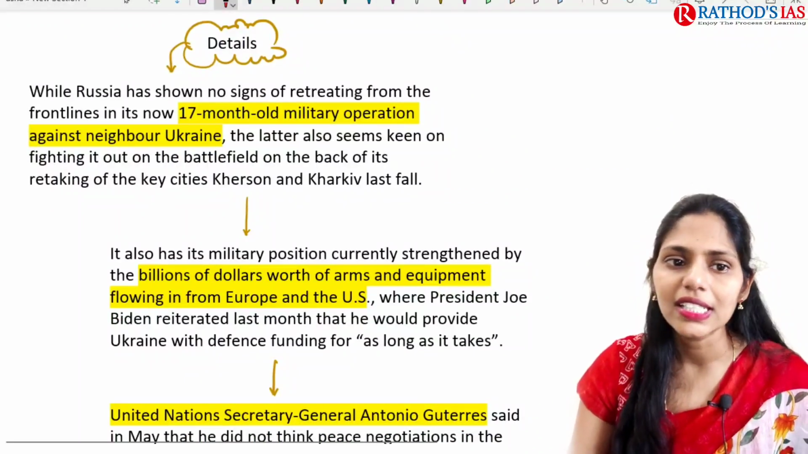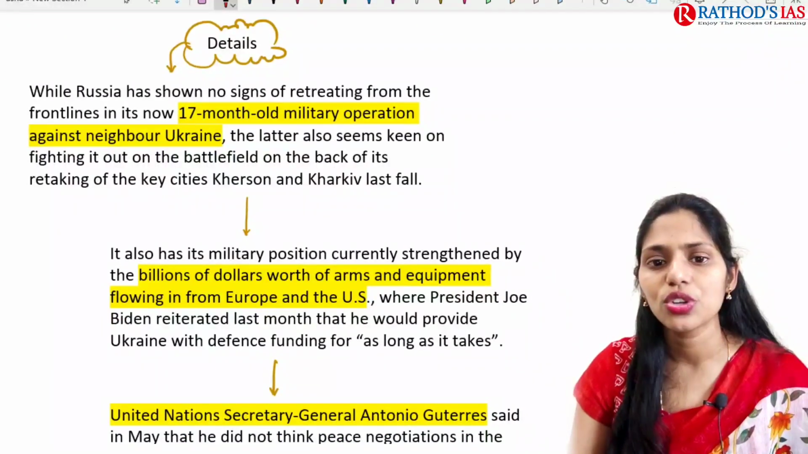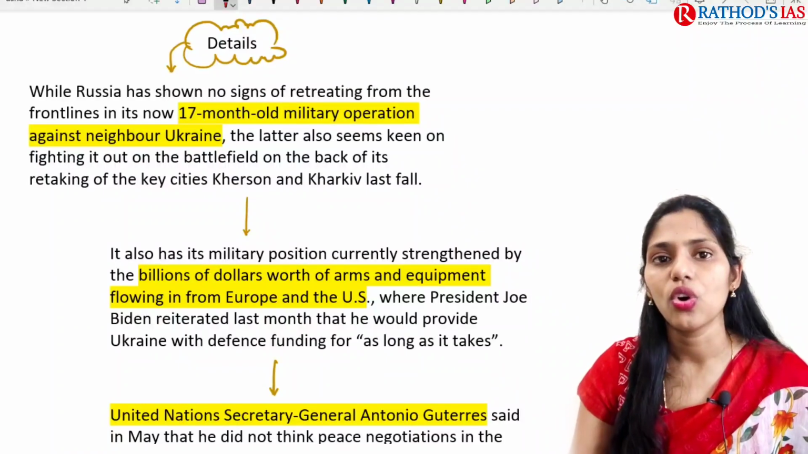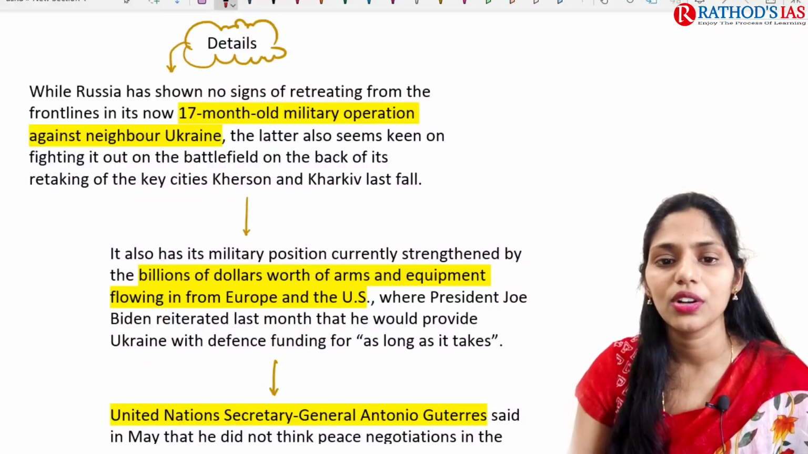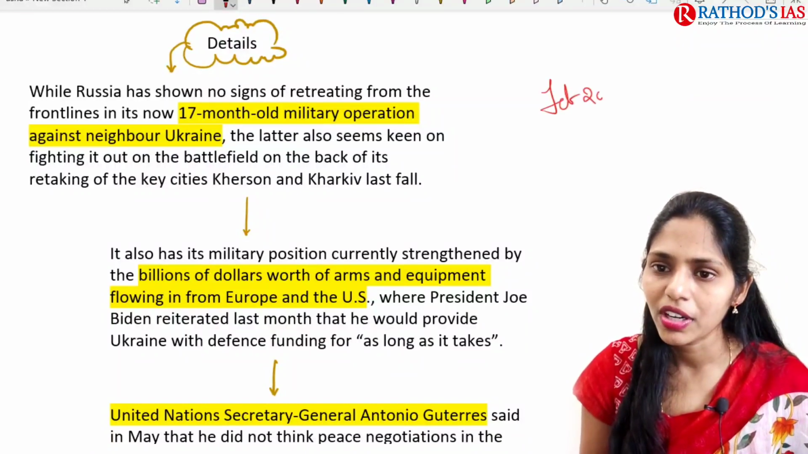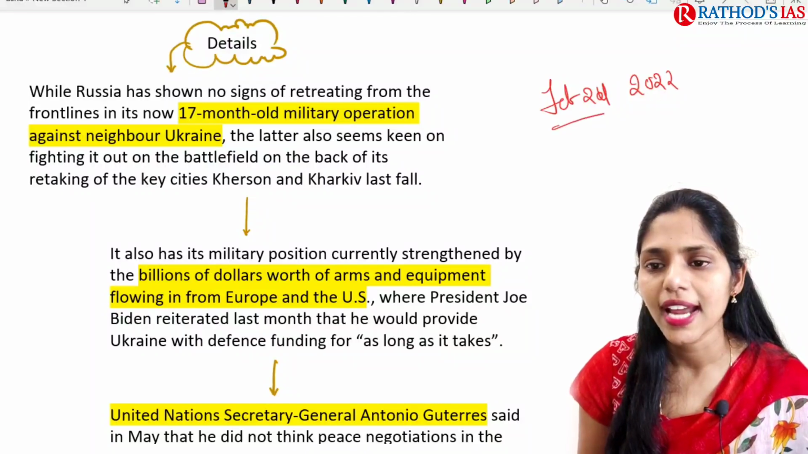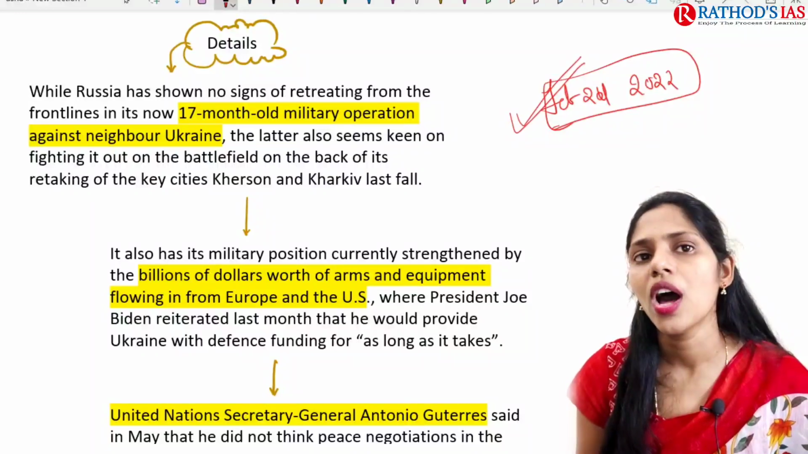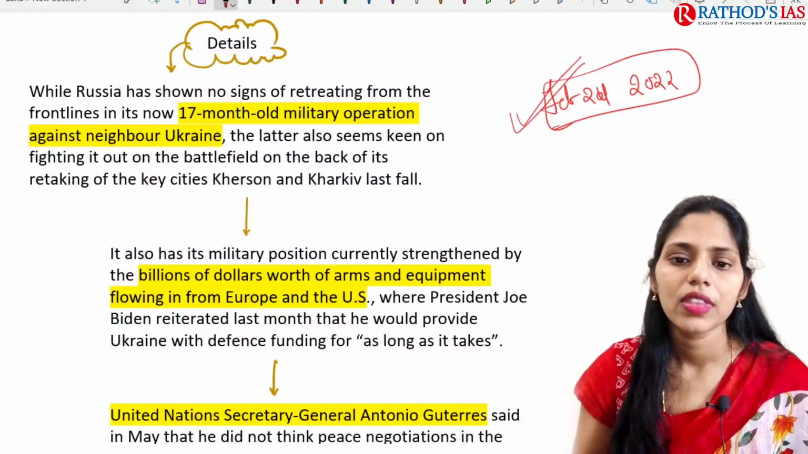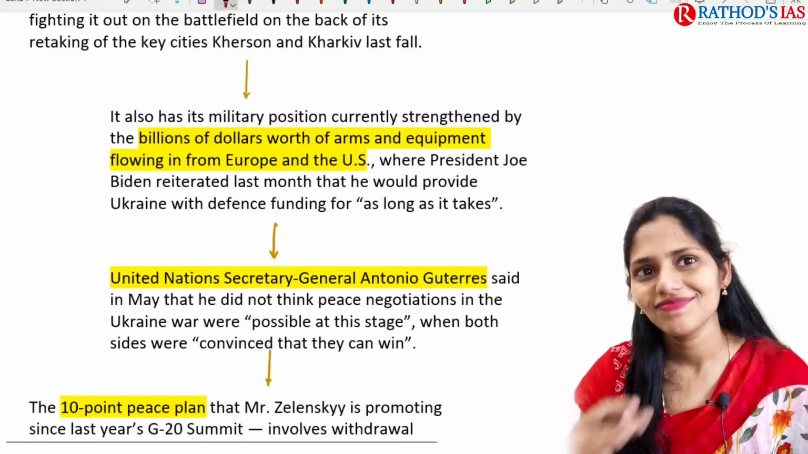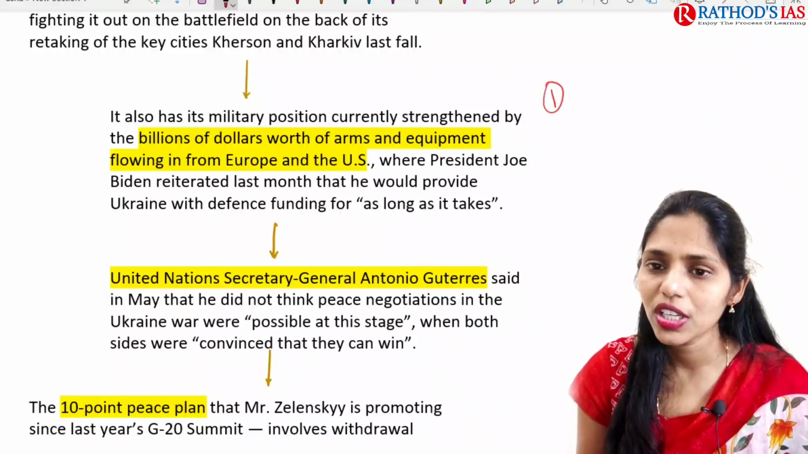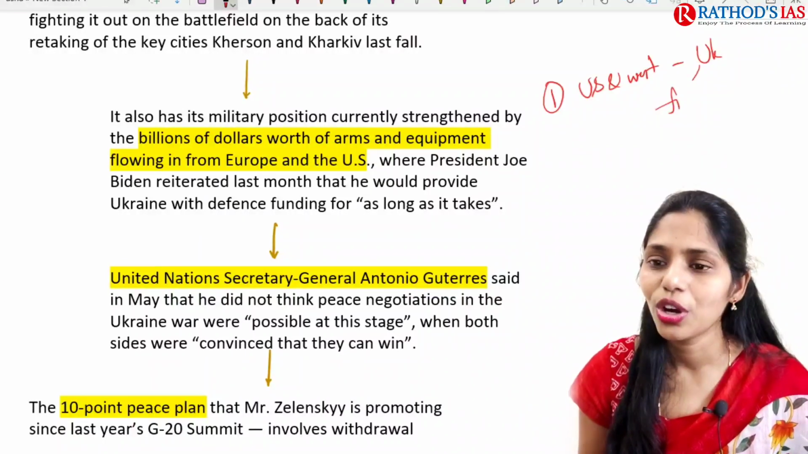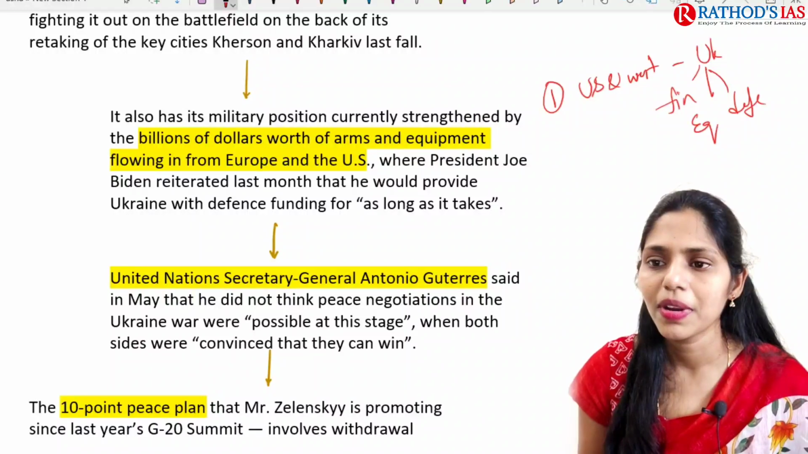If we're talking about the details, it says that Russia has shown no signs of retreating from the front lines. It is now about 17 months of military aggression against neighbor Ukraine. On February 24th, 2022, Russia started attacking Ukraine, so it is now around 17 months, and the war is still going on between Russia and Ukraine. Why is this war still going on? Because of some reasons. The first one is that the US and the West are supporting Ukraine. They are giving finance, and they are providing defense equipment, right?